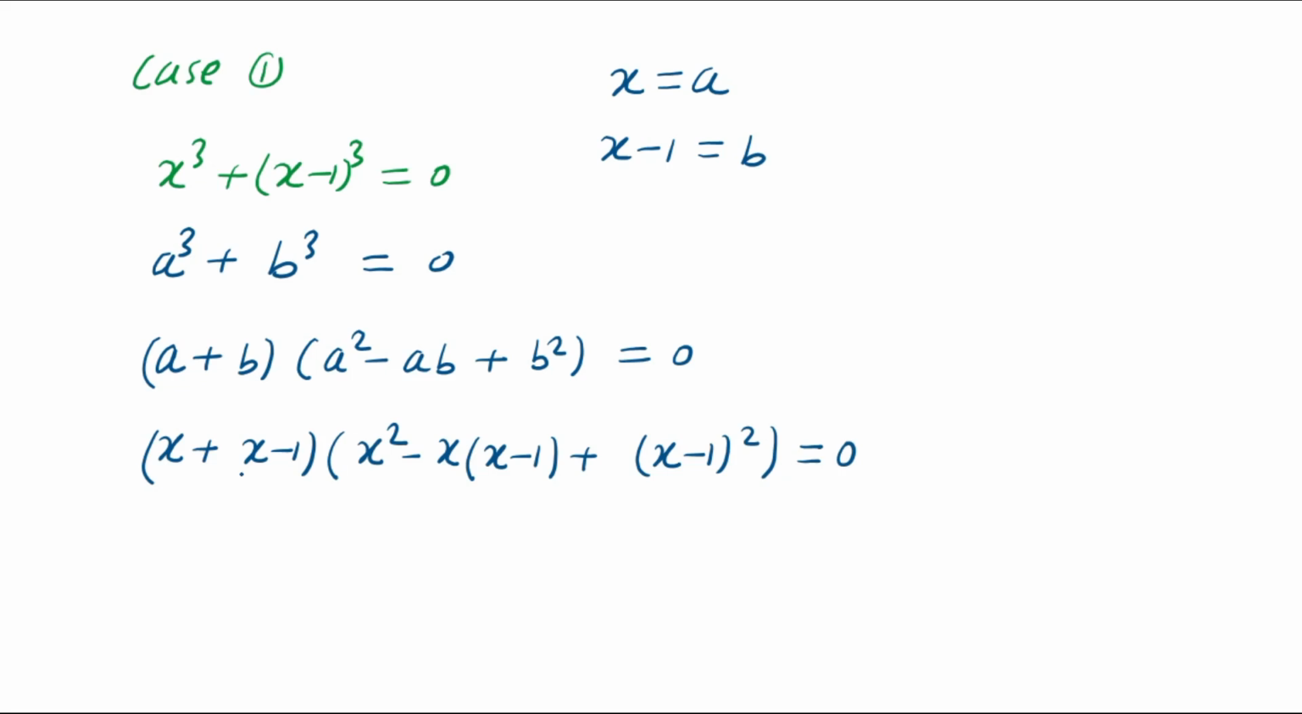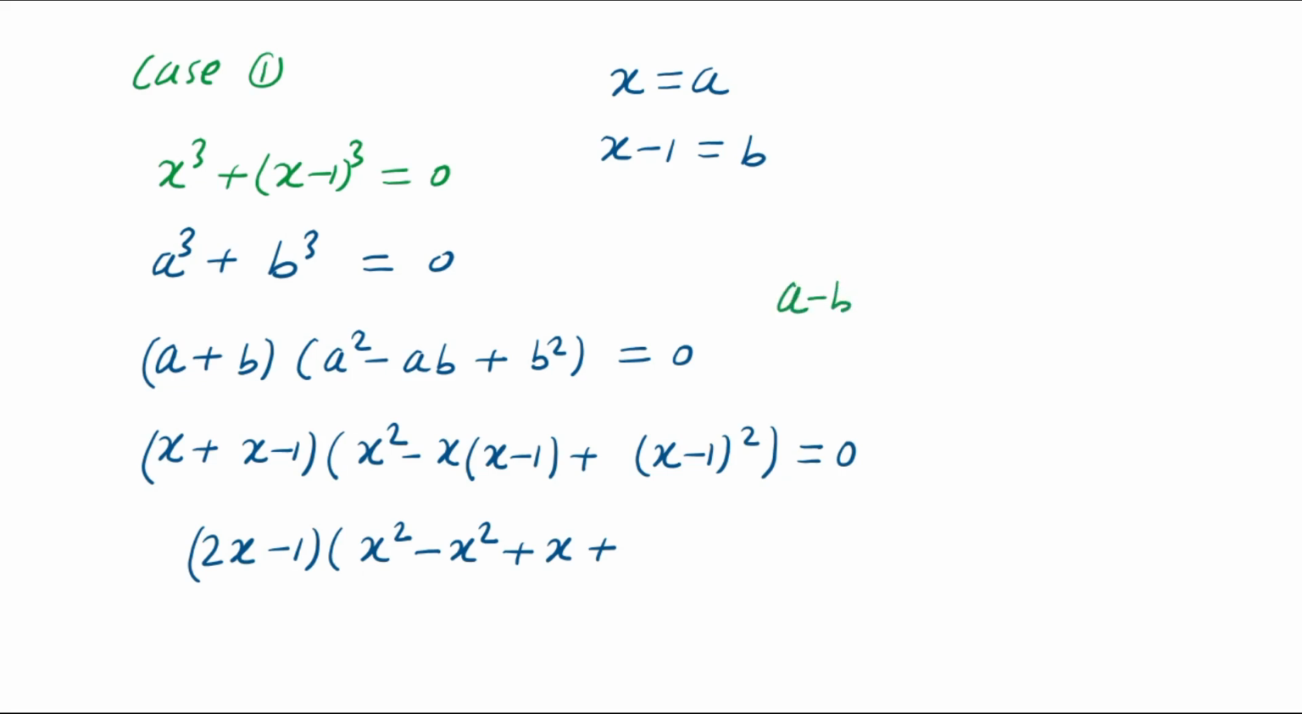Here x, and here x plus x; 2 times x minus 1 is multiplied by x square. This negative x is multiplied by x minus 1. Then negative x is multiplied by x, then you will get negative x square. And this negative x is multiplied by negative 1, then you will get plus x, plus here x minus 1 whole square.